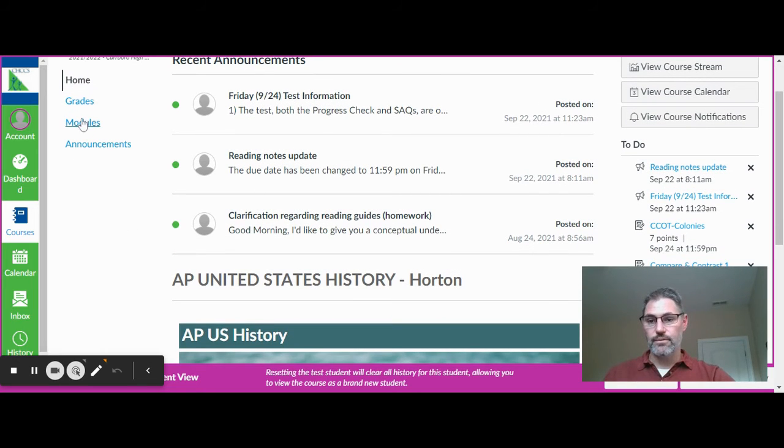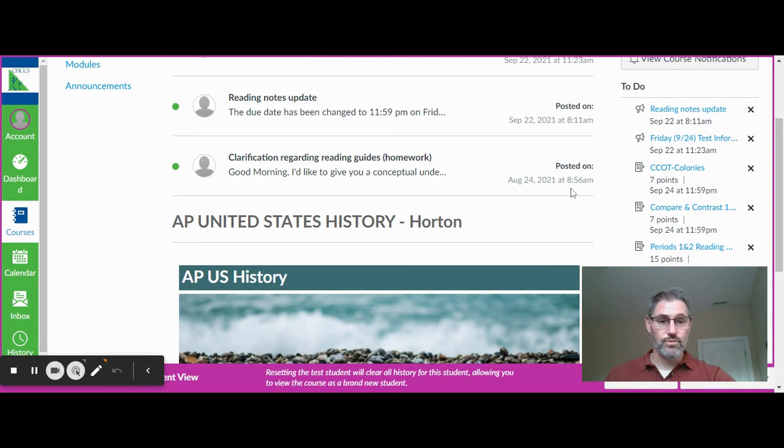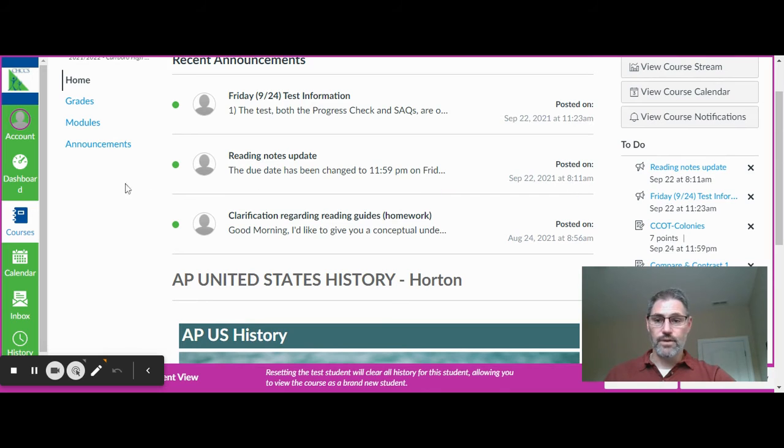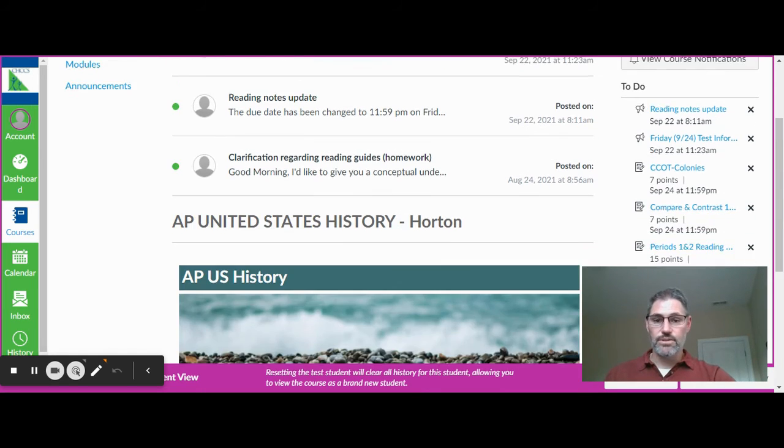Over here on the left, these links are your guide to where we're headed, or different places on the page that are going to be important. Announcements for AP US History are really important. Things need to be updated, so a reminder about the test, reading notes update. Folks need to really be paying attention to the announcements. They also need to be paying attention to the to-dos, and finally, the modules. I'm going to show you the modules page in just a second.